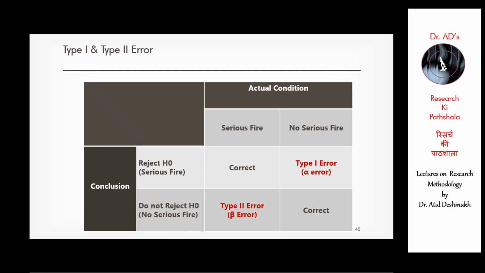But in the second situation, where I am thinking that there is no serious fire in the building and actually there is a serious fire in the building, I am committing type 2 error, because I am not switching on the fire alarm, I am not calling the fire brigade, and I am not asking people to evacuate the building. And in this case, the people will lose their life. People will lose their property. There will be loss to life, loss to property, and that is type 2 error.